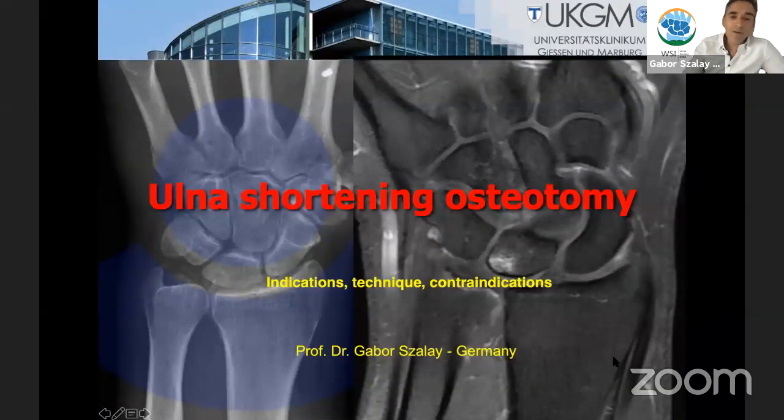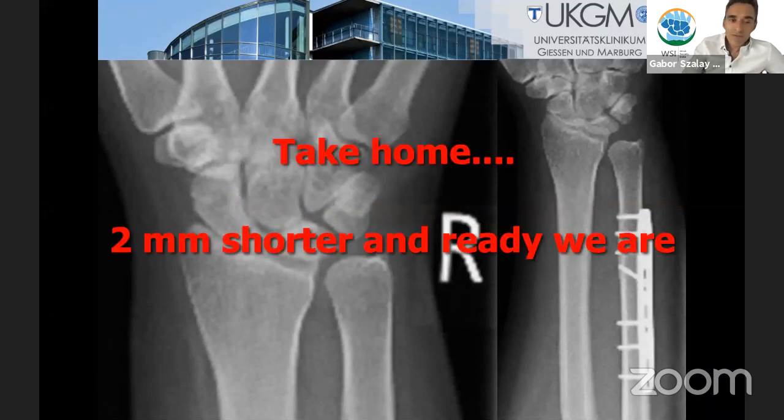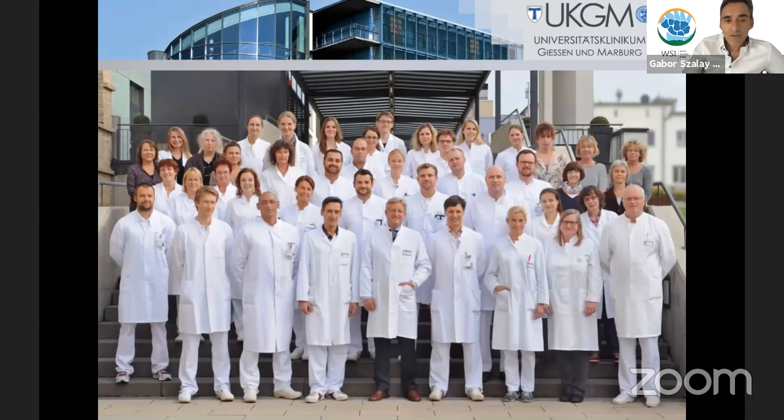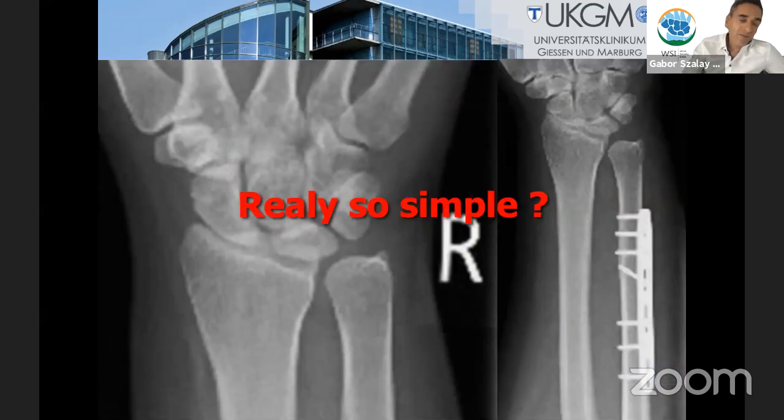So, ulnar shortening osteotomy. When I got this topic, I thought, what a simple lecture. Take-home message: just make it 2 millimeters shorter and we are ready. Thank you very much and bye-bye. But stop, there are some questions left. Is it really so simple?